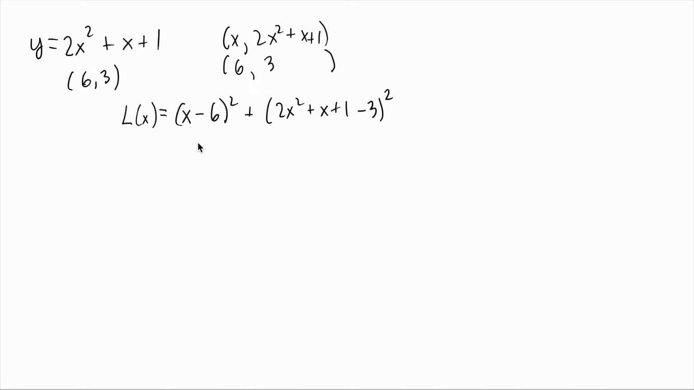All right, so we'll just start by taking a derivative using the chain rule. 2 times x minus 6 plus, use the chain rule here, we're going to simplify that to a negative 2. 2, so the power comes down, 2x squared plus x minus 2. Then you have to multiply by the derivative of the inside, which is 4x plus 1.